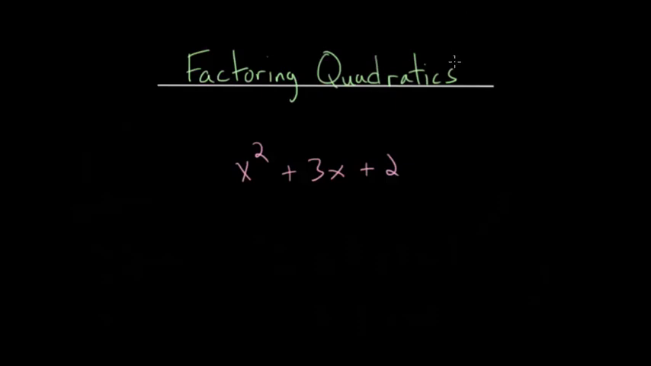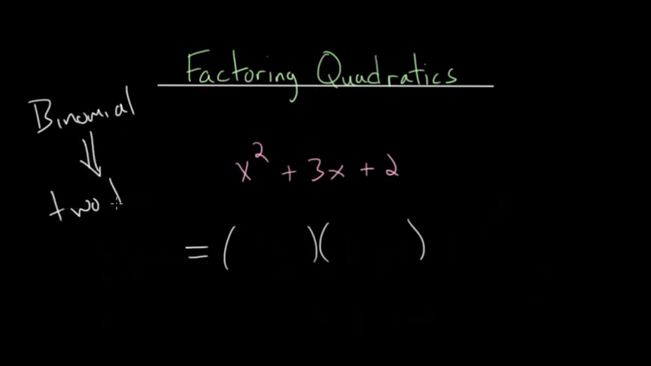In this video, I'd like to talk about the concept of factoring quadratics. You can see I have this example here, which is a quadratic expression. We know it's a quadratic because the highest power of x is x squared. Essentially, in this video, I want to show you that you can factor this into a product of two binomials. And remember, a binomial is essentially just two terms.